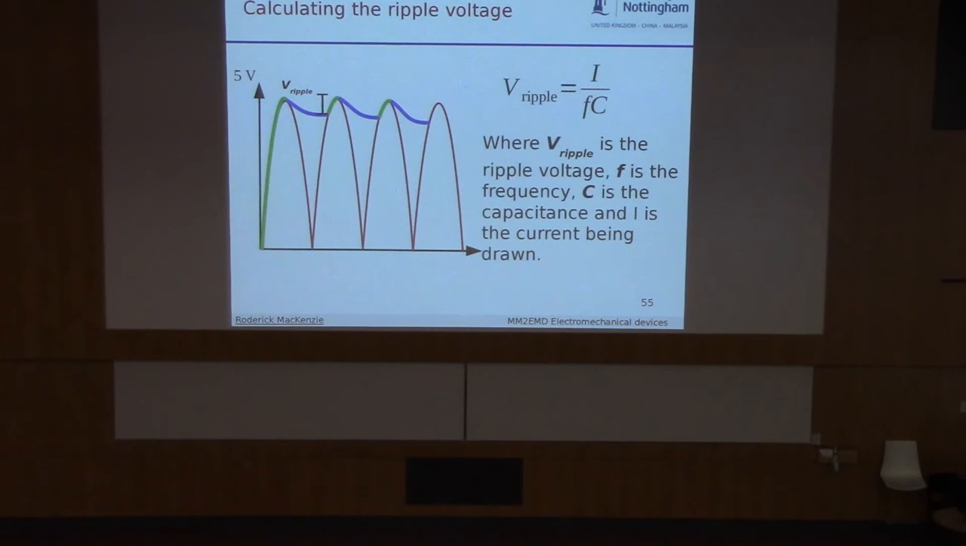If you want to estimate the size of the ripple, I think this is the only equation in here, so I want you to really enjoy this equation. The ripple V is equal to I over F times C. F is the frequency of the mains, which in this country is 50 hertz, and in the US it's 60. C is the size of your capacitor, I is the current your load is drawing, and V is the ripple. So you can see basically the more current you draw, the bigger the capacitor you need to maintain the same level of ripple.